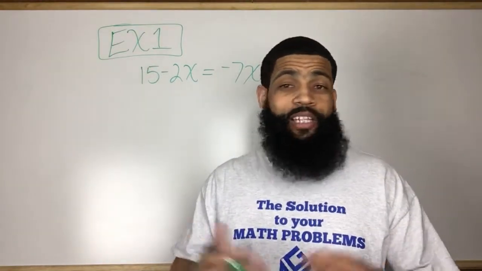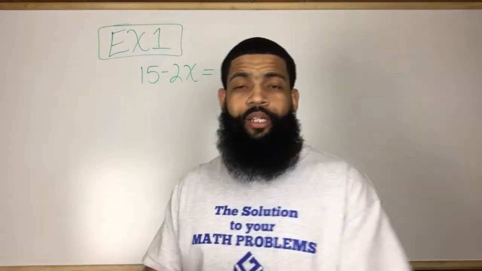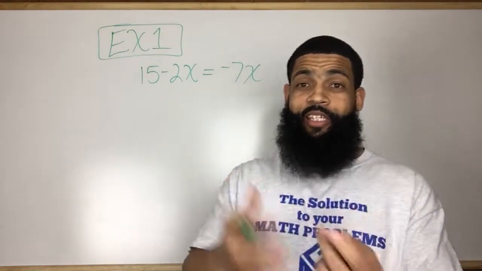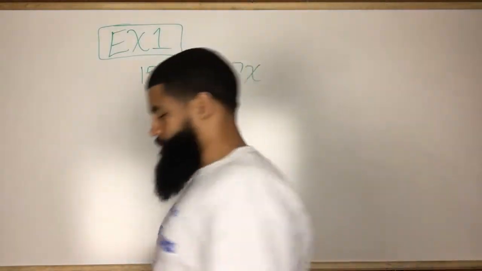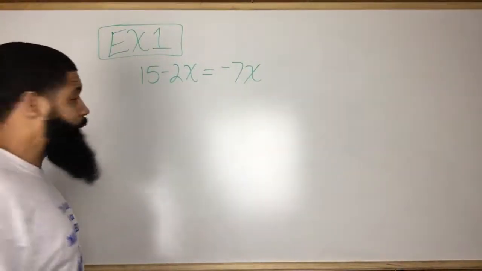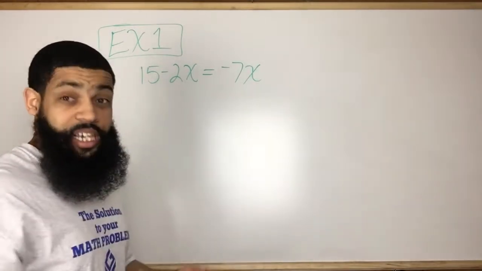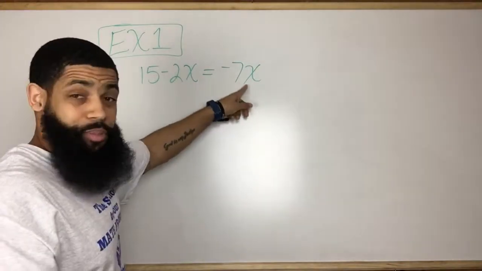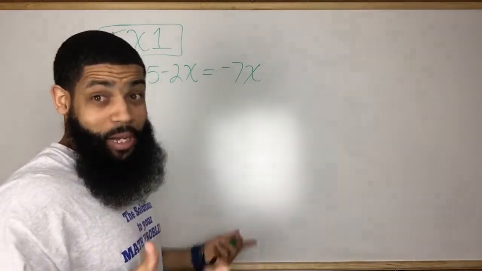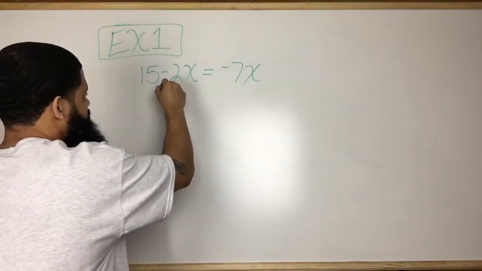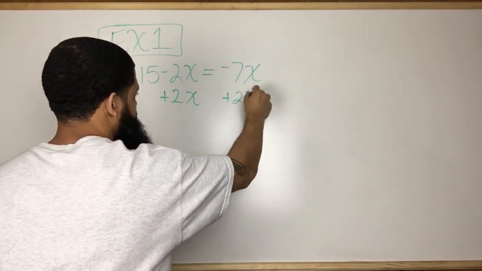Me personally, I just have a habit of taking my variables to the left side because we read from left to right. So I like my final answer to say x equals 5 or y equals 10 or whatever. You'll see in just a second. So with that being said, I want to take this 15. Actually, in this case, it's easier for me to put my variable on the right side because this one is already there. But I still like mine on the left. So I'm going to add 2x to both sides.